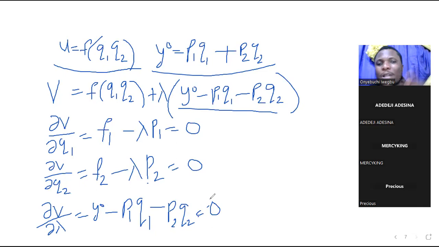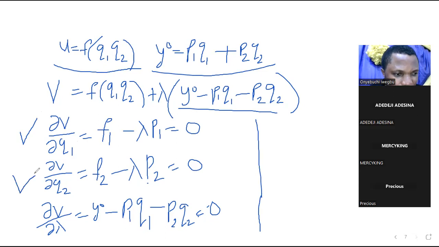But what's my second order condition? In my second order condition, I must set up a Hessian determinant. What's my Hessian determinant? Very simple. Differentiate this function again with respect to Q1, with respect to Q2, with respect to lambda. Differentiate this function again too, with respect to Q1, with respect to Q2, with respect to lambda.